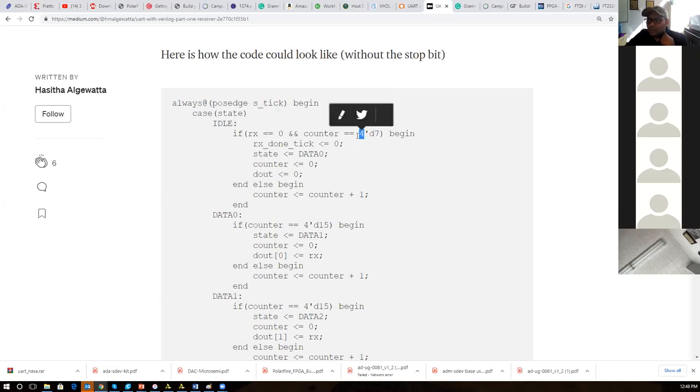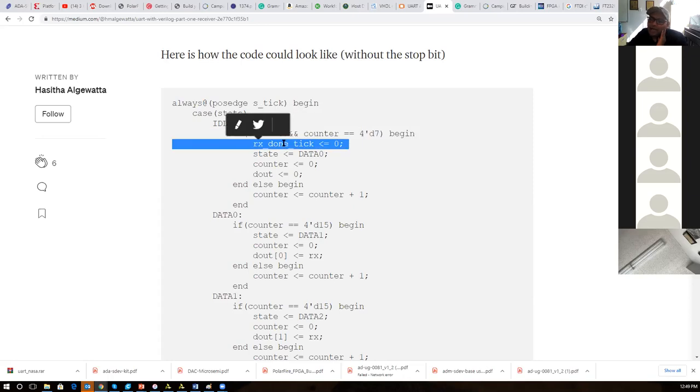So what this guy is saying is, okay, leave this low long enough so I can consider it a start point. He said, since I'm actually starting in 16 ticks, I'm going to take half of it. So basically he's saying 7, because he counts 0, 1, 2, 3, 4, 5, 6, 7. So if the counter is equal 7, that means he counted 8 cycles of tick, and I'm low enough. I'm not done, but I'm actually ready to go and send data. That makes sense?